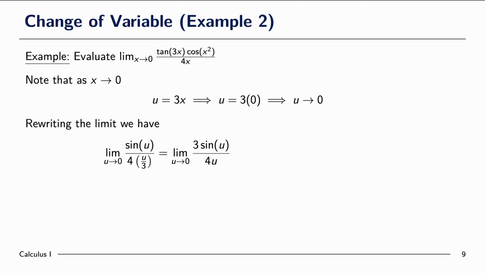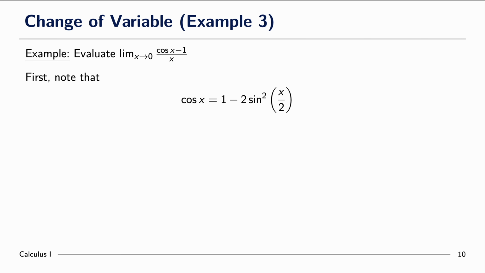We can simplify this to get the limit of 3 times sine u divided by 4u as u approaches 0. Again, we can use the product limit theorem and pull 3 over 4 out of the limit. So now we have the limit of sine u over u as u approaches 0. If you recall from the last video, this limit is equal to 1. So the whole limit is equal to 3 over 4.